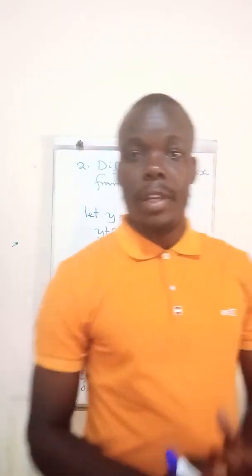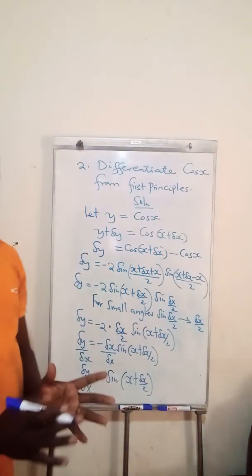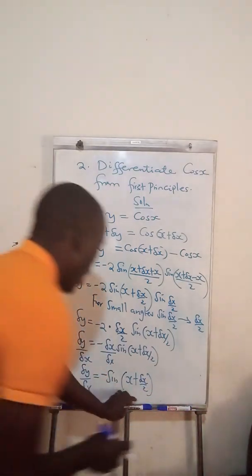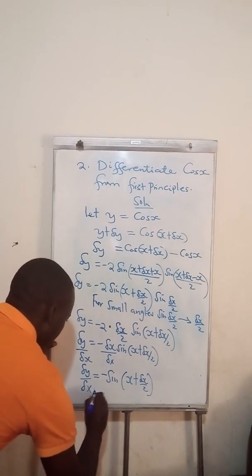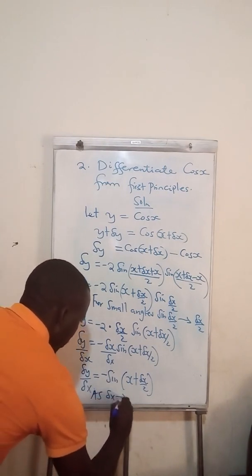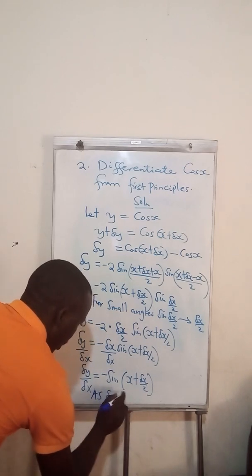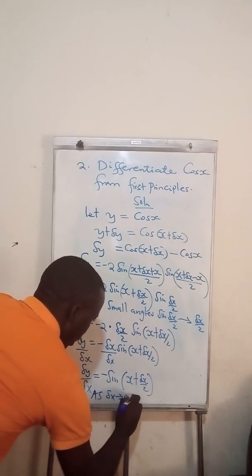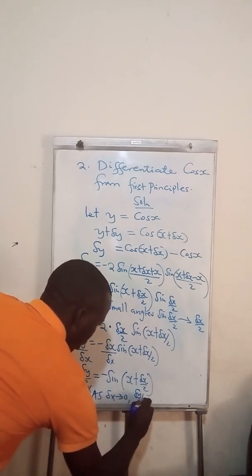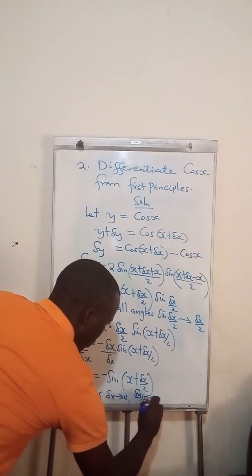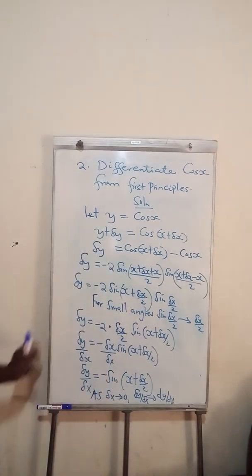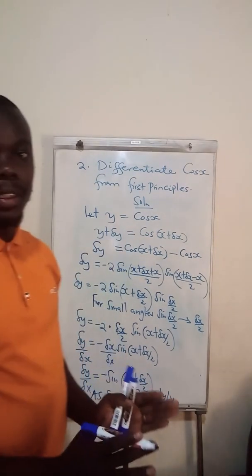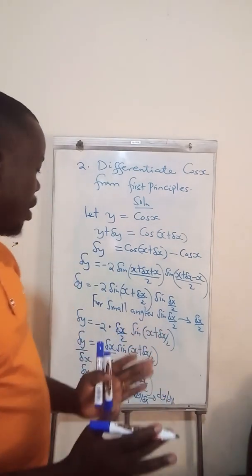delta y out of delta x will be tending to dy dx. So it means I will have to say, as delta x tends to 0, delta y out of delta x tends to dy dx. Please, the assumptions have to be clearly stated. Do not ignore them in any expression.